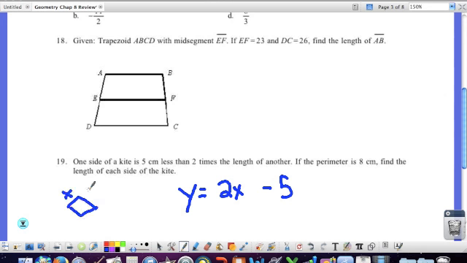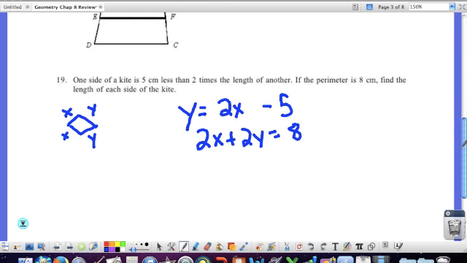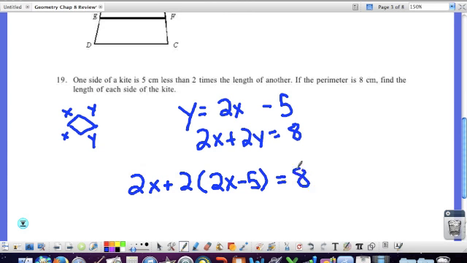So if this side is x and this side is y, this side is x and this side is y. So we have 2x plus 2y is going to equal 8. Those are my two equations. I'm going to substitute in this 2x minus 5 for the y value here. So 2x plus 2 times the quantity of 2x minus 5 equals 8. Which means 2x, 2 times 2 is 4x, 2 times negative 5 is negative 10, equals 8.